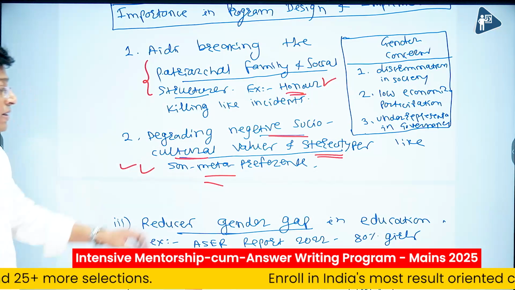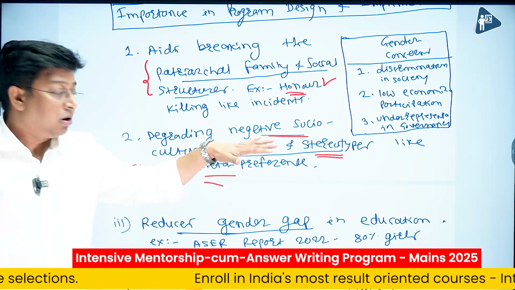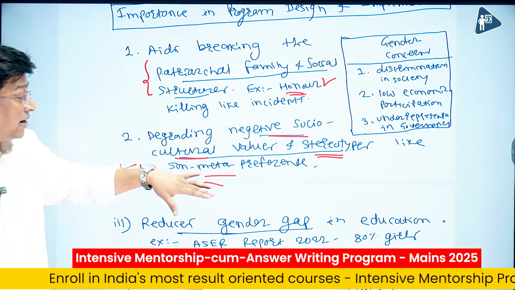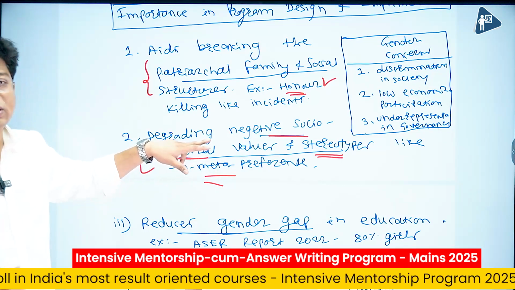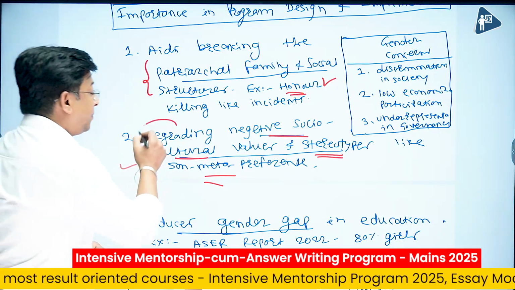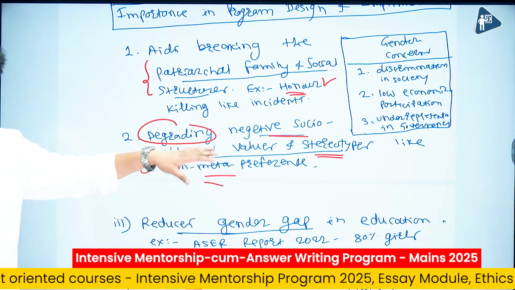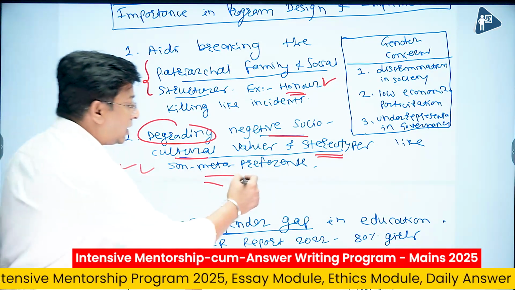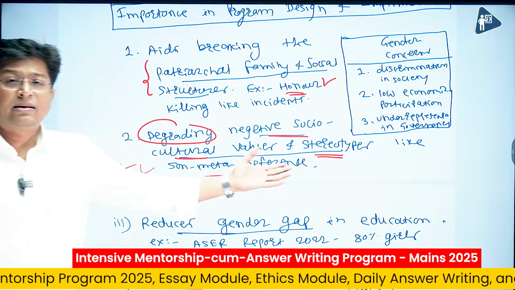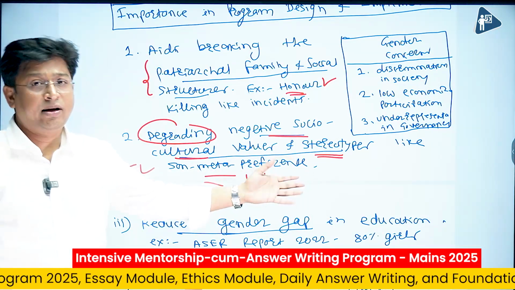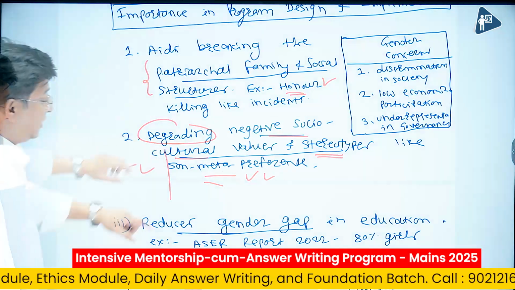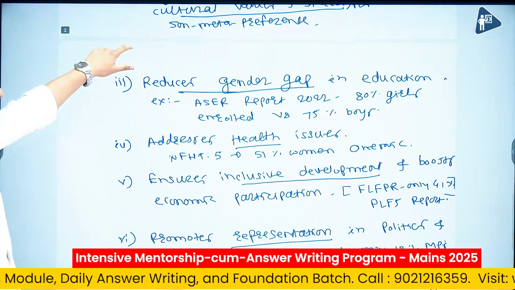Basically, society gives preference to the male child over the female child. Such kind of stereotypes, such socio-cultural values will be degraded and people will consider male and female equally. They will desire, if there is a girl, it is fine. If there is a boy, it is also fine. No such preference. Now see, the next point is it reduces the gender gap in education.